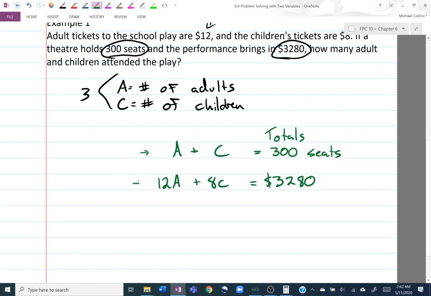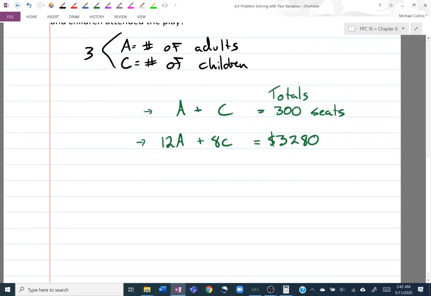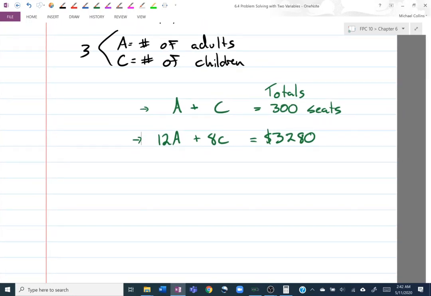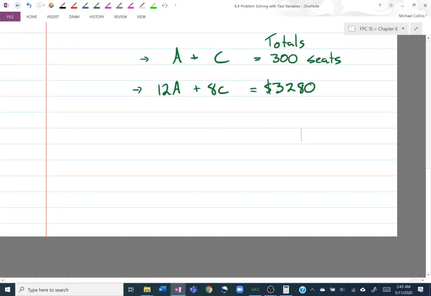But if I add this second one, that the total amount of money brought in was $3,280, there's really only one solution. So I'm going to choose, and again, you have three options. You could choose addition, you could choose substitution, or you could graph this. I don't mind which, choose whatever you're most comfortable with. Personally, just because I think this very first one is pretty easy to manipulate, and my pen just died again. It came back to life, which is exciting. I'm going to choose substitution.